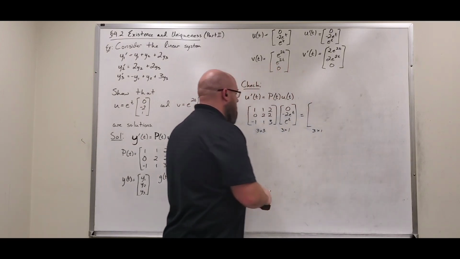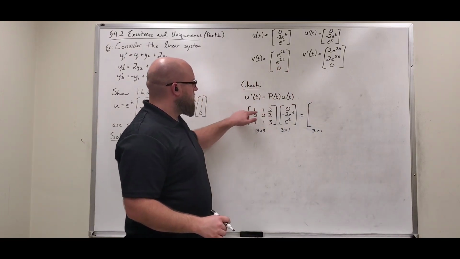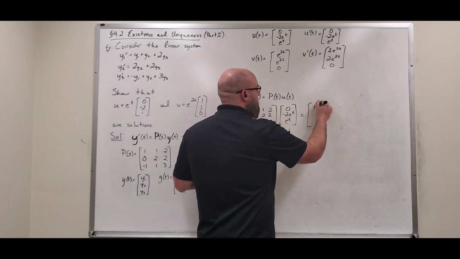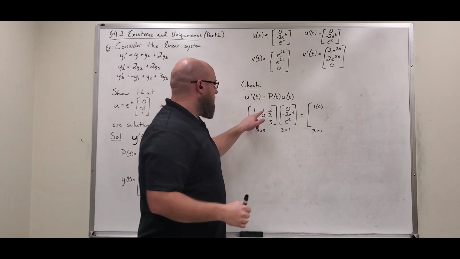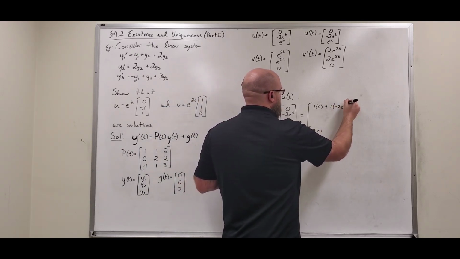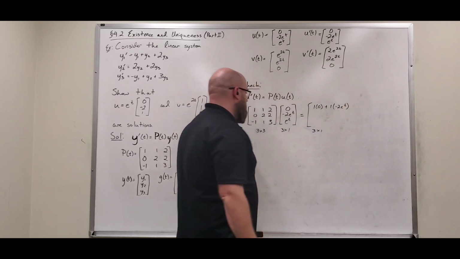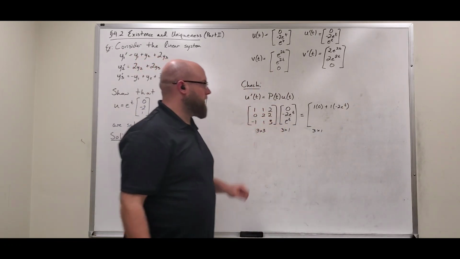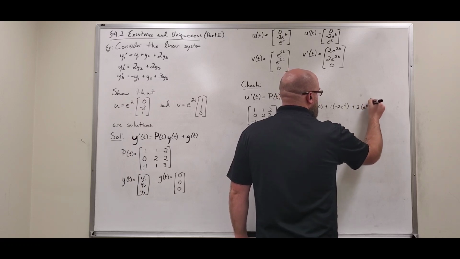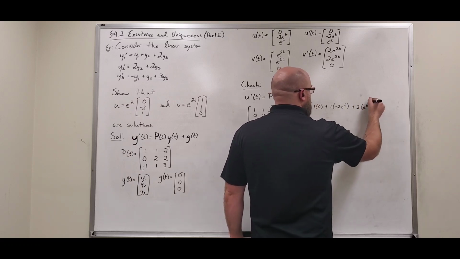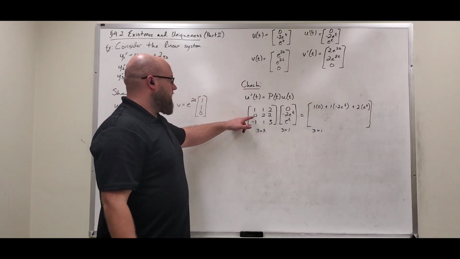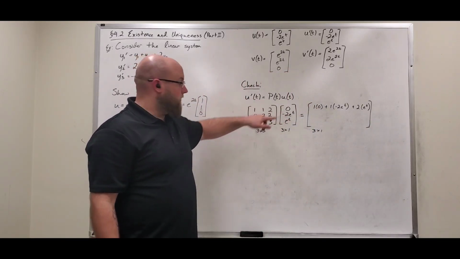Again, row times column. We have 1 times 0 for this first one, plus 1 times negative 2e to the t, and then plus 2 times e to the t. We're going to simplify this in a little bit. Right now, I'm going to leave it alone. Then now the second row times the column. So 0 times 0.